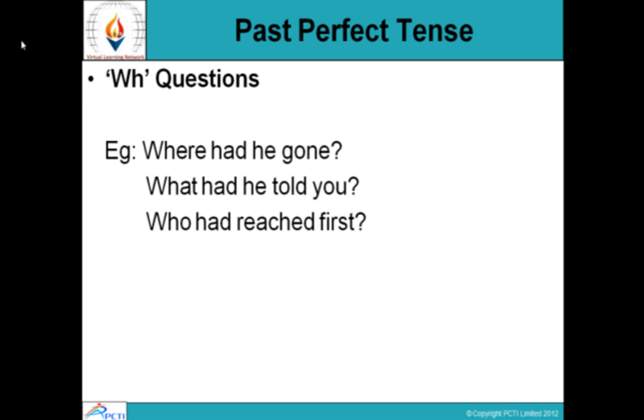WH questions. First the WH word, then the helping verb, then the subject, and then the main verb. Where had he gone? Had is the helping verb, gone is the main verb. What had he told you? Had is the helping verb, told is the main verb. Who had reached first?